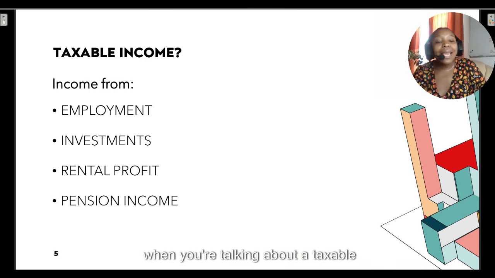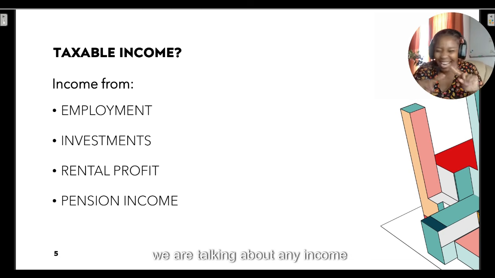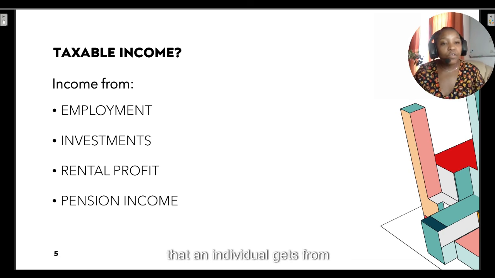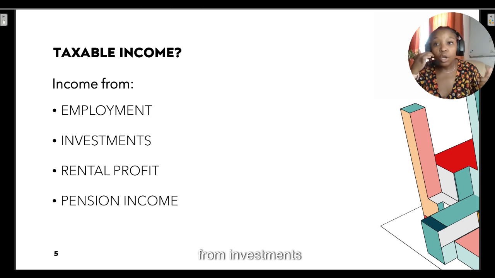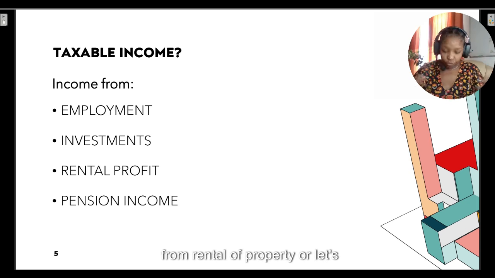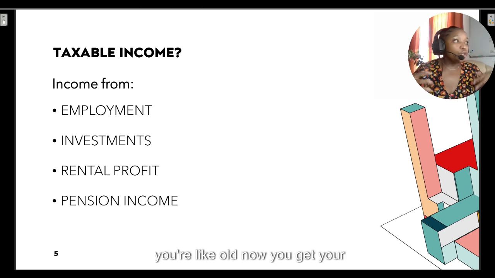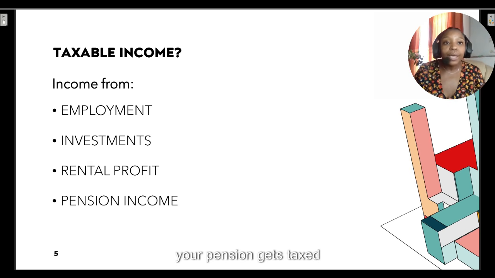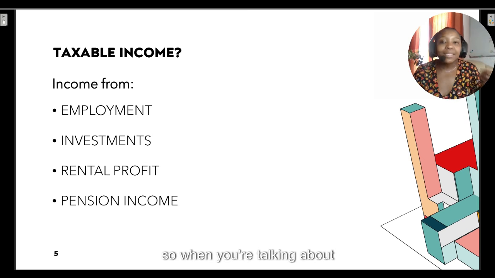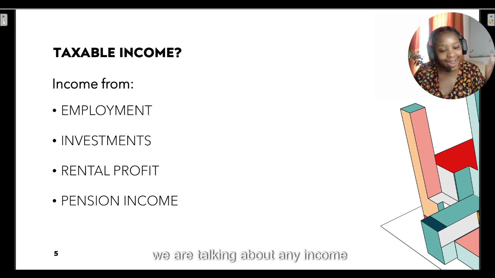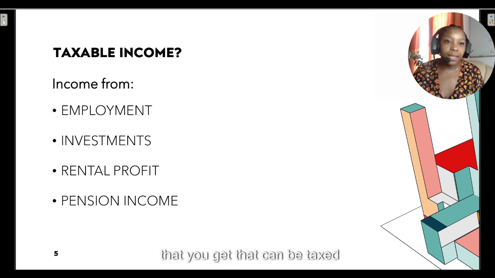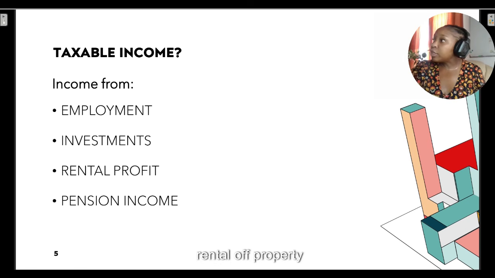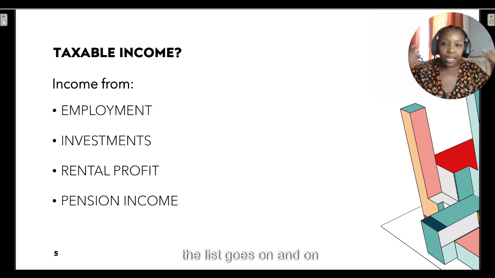When we're talking about a taxable income, we are talking about any income that an individual gets from employment, from investments, from rental of property, or, for example, when you're old and you get your pension, the income that you get from your pension gets taxed. So a taxable income is any income that you get that can be taxed: income from employment, investments, rental of property, pension fund, the list goes on and on.